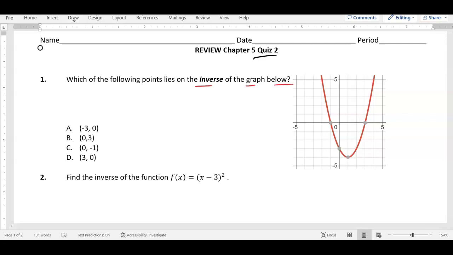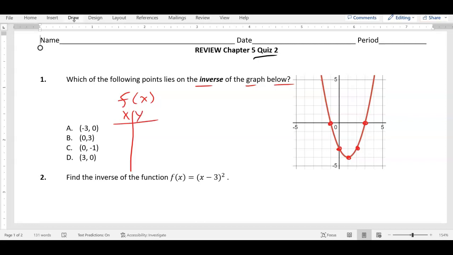Okay, so remember, when you're doing this, you can take these points that are on the grid, and you can write them as a table. So let's write them as a table. Because if we can get the function table, then we can figure out the inverse table.